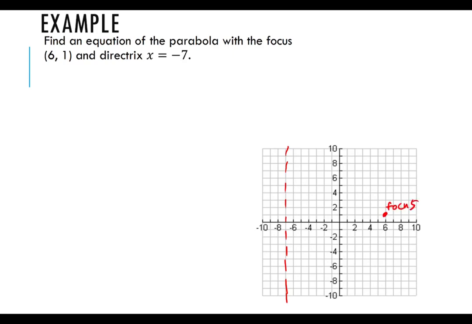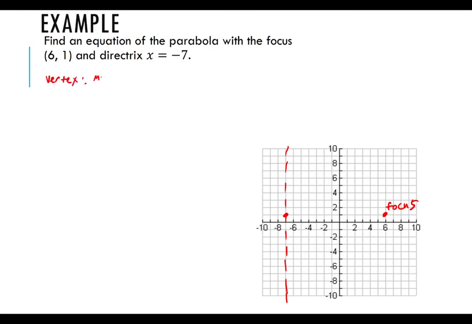A couple of things. If we know the directrix and we know the focus, we know the vertex. How? The vertex is halfway between the directrix and the focus. Specifically, if you pick a matching point on the directrix, you can take the midpoint between those two points. Since the focus is (6, 1), a matching point on the directrix is (-7, 1).